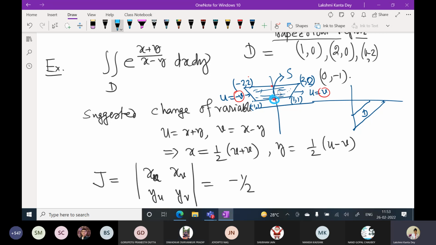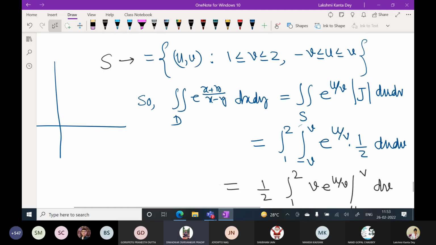Let me first tell the answer. Here, what is your v? v is running from 1 to 2, that is particularly v. And u is here, this is a curved line, a straight inclined line. So u is minus v on one side, and here u is v. So I took the limit.